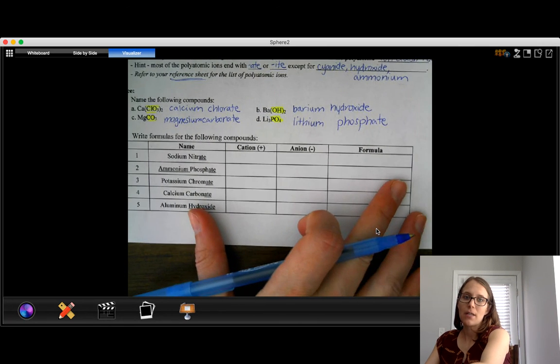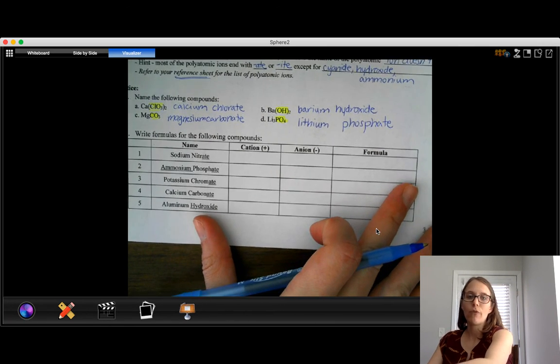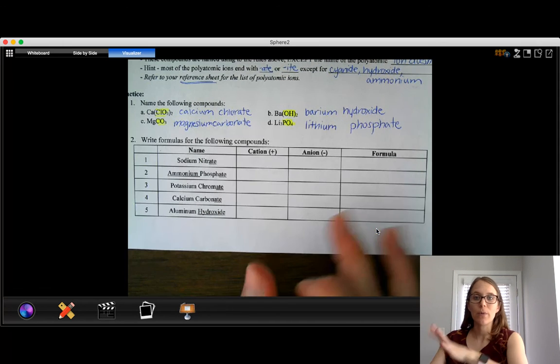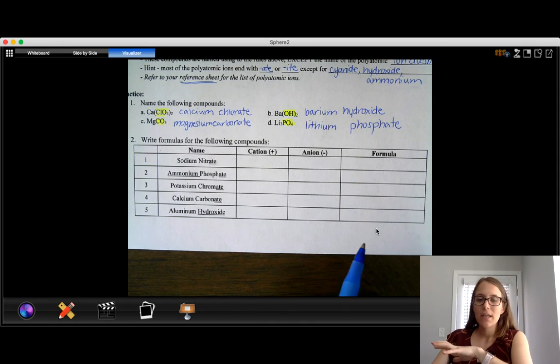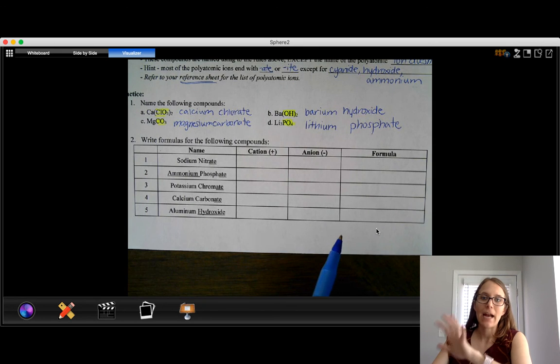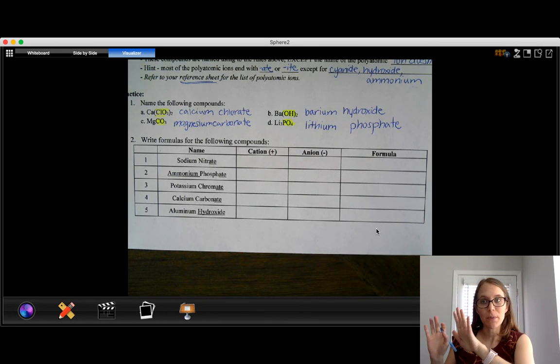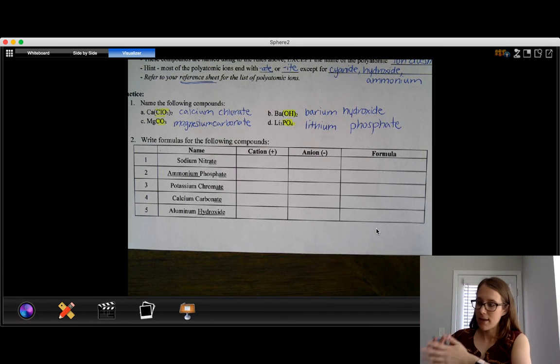The last part is, what if we wanted to go the other way? What if we wanted to start with the name and we wanted to write the formula? So just like before, if we're given the name, I need to figure out the charge of each piece, and then perfect match or crisscross them.